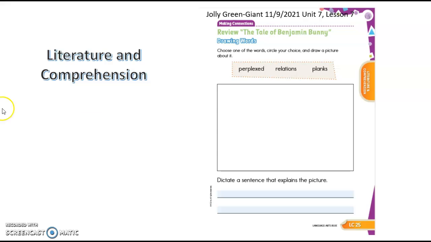All right, the next one is literature and comprehension. This one is review the Tale of Benjamin Bunny. Again, just have them complete it. And again, November 9th, Unit 7, Lesson 7. I'm trying really hard to keep them all on one day, but sometimes it's just not possible.